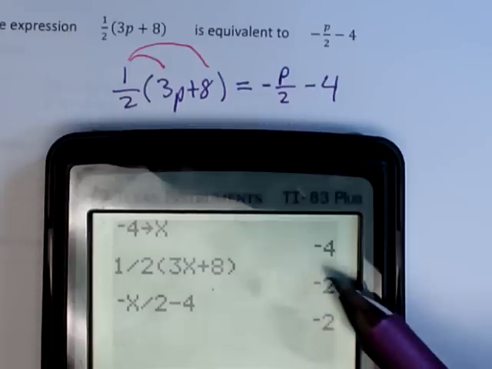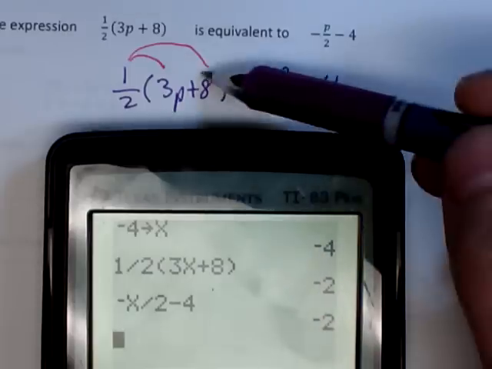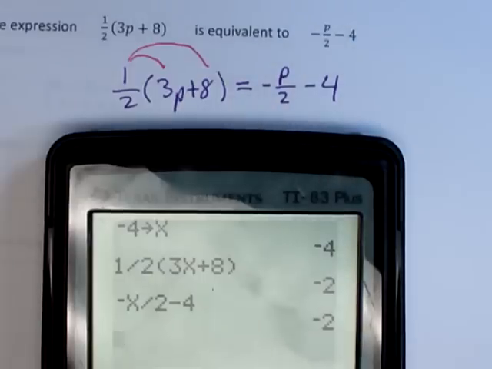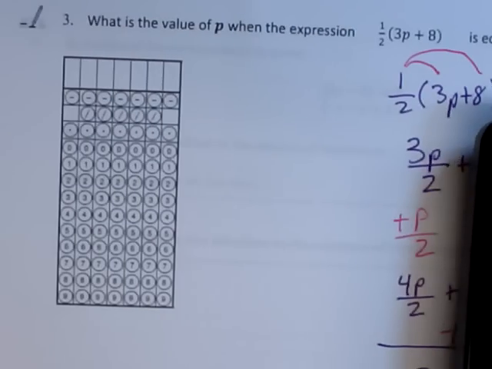So that shows that when x is negative 4, these sides are the same. I'm using p and x as equivalent, just for ease of use with the calculator. So I'm going to grid that in, x equals minus 4.